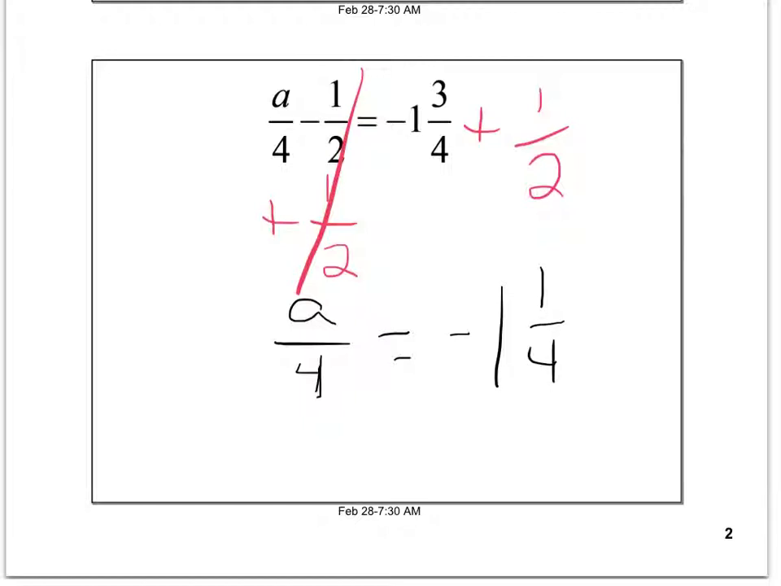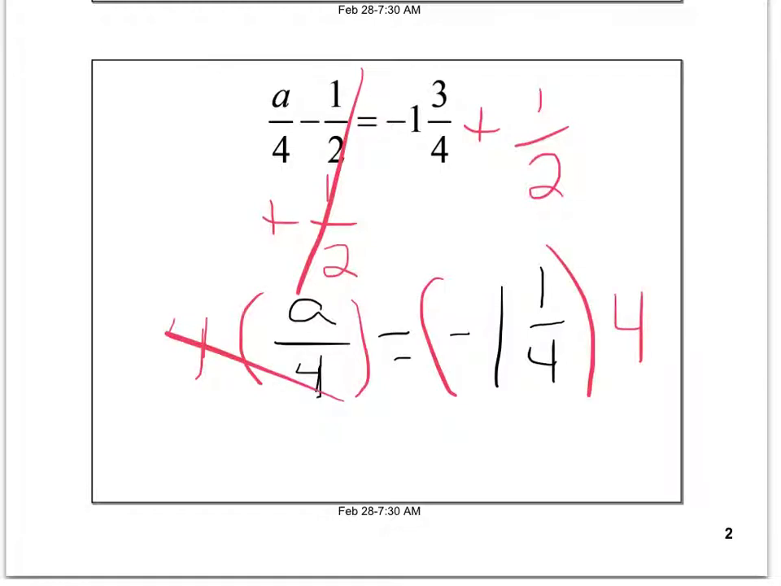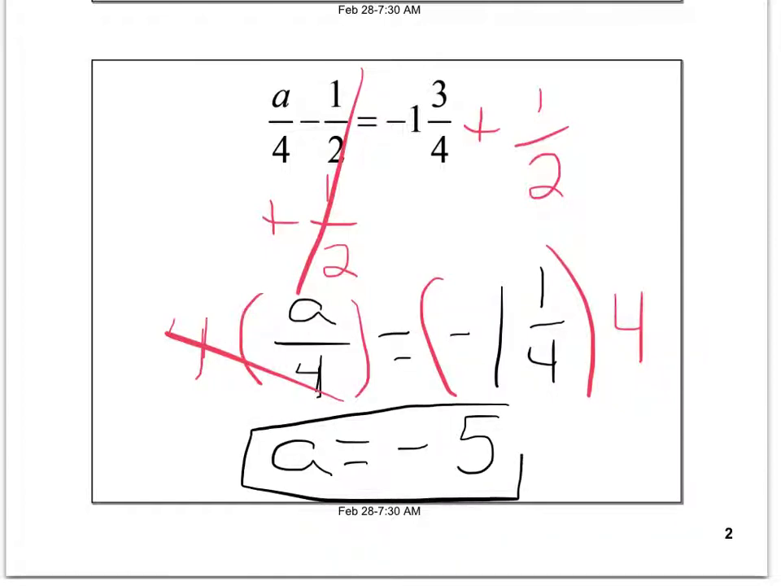Finally, last step, 4 is being divided, so we need to do the opposite operation to move it to the right hand side, so we will multiply by 4 on the left and by 4 on the right. So your 4's will cancel there on the left, leaving you with just a, and you get a final answer of -5. And there is our second example finished.